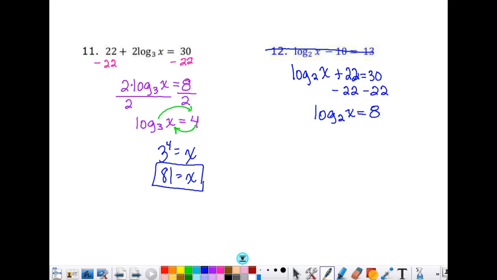Now what do we do? Now that you just have the log, what do you do? What do we do here once we got the log, guys? We just did the circle thing, okay? So do the circle thing. Don't be afraid. And so you get 2 to the 8th power equals x. What is 2 to the 8th power? 256. So definitely leave your notes out. Don't put your notes up. Use your notes for examples on what type of problem it is.